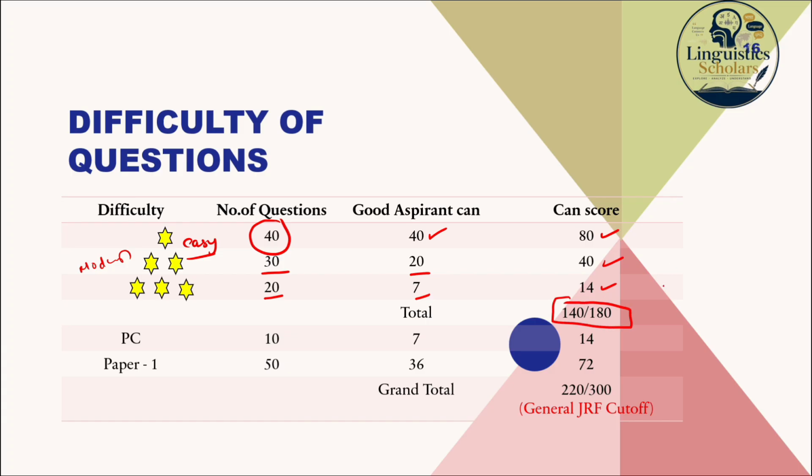So he can score 140 out of 180, because 90 questions plus 10 passage comprehension. So if we add 7 correct questions from passage comprehension, a good aspirant can also score around 35 to 36 in paper 2, so he can score 32 marks. So the cutoff for the general JRF category would be 220 out of 300.